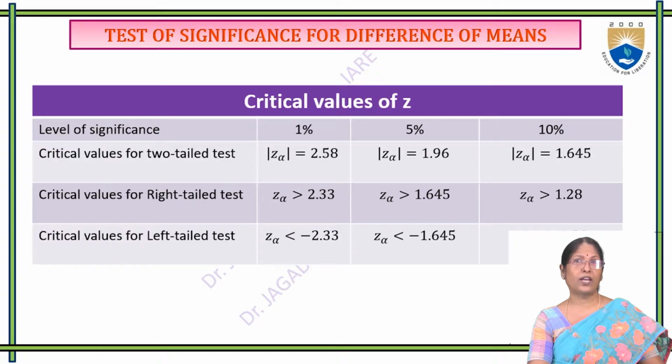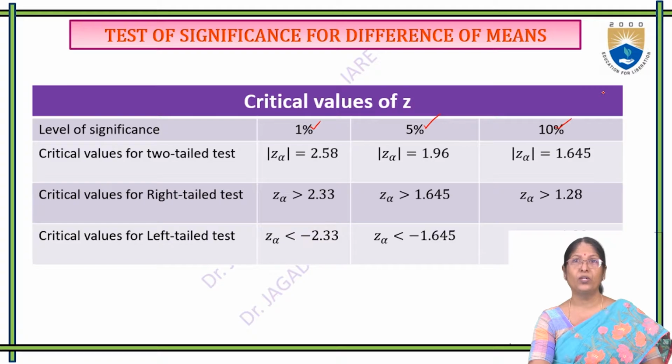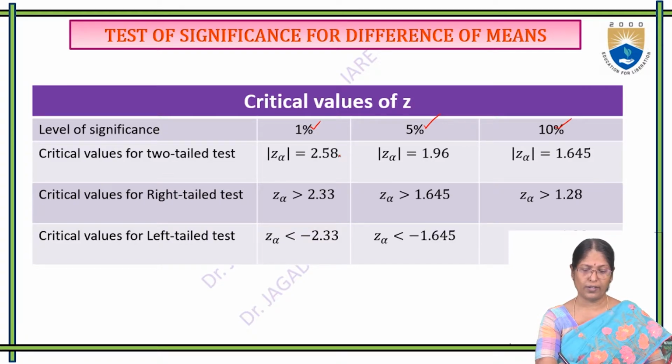So this is the tabulated value, that is, the critical values of Z. Here we have to take the decision, whether the defined statement about the population is correct or not. This is the tabulated values. They are called critical values of Z. For a two-tailed test, what are the values? That is, if it is 1%, 5%, and 10%, for the two-tailed test, this is the data.